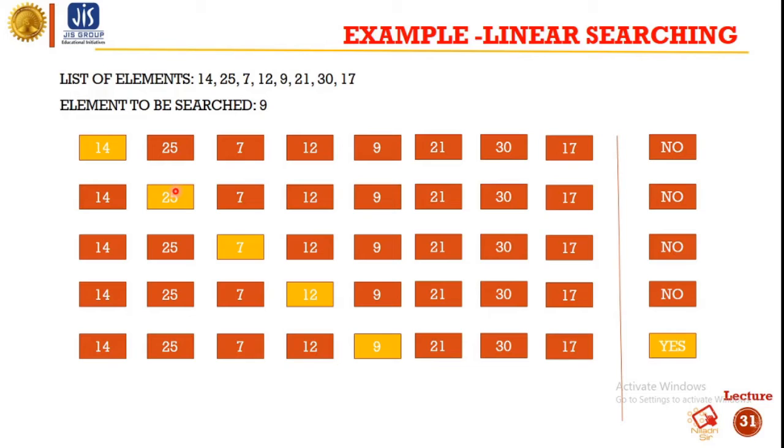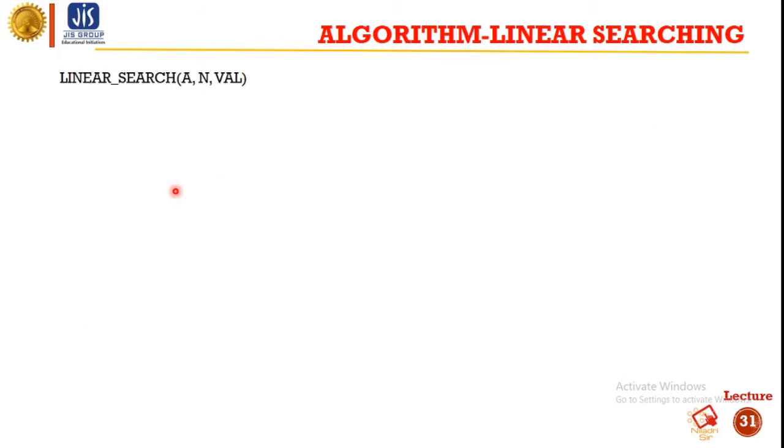The algorithm of linear search we will discuss. As you can see, this is the function: linear search a, n, and val. These three values are passed, where a is basically the array, n is the number of elements in the list, and val is the value which we want to search.